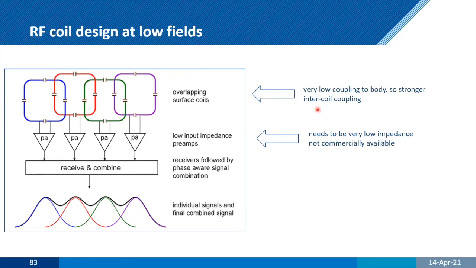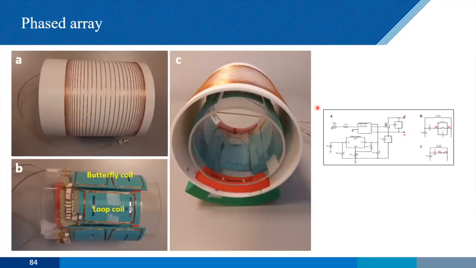RF coils: yeah, at low field, we want to do phased arrays, not for signal to noise, but so that we can use very high Q coils, with impedance mismatch into the receiver, and not lose sensitivity there. But of course, the problem is that there's very low coupling to the body, which means that phased arrays then have much stronger intercoil coupling. And also, even if we connect them to low impedance preamps, these are not really very available. So 2 ohms really isn't very low impedance when you're dealing with this degree of coupling.